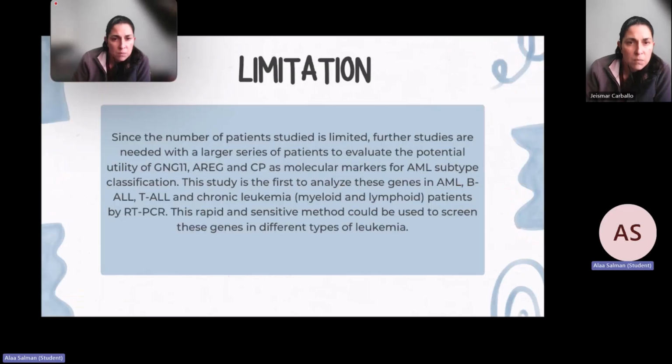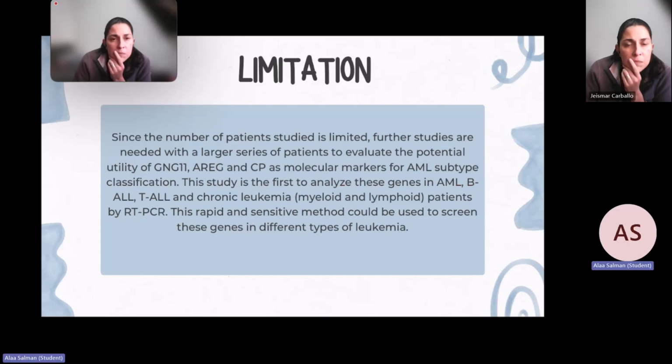The limitation of this study is that the number of patients that they used wasn't very high, and since the number of patients is limited, further studies were needed with a larger series of patients to actually evaluate the potential of the utility of these genes as molecular markers for AML subtypes classification. So they needed to do further research in the future with a bigger sample size to actually see if they can use these genes or if it was only coincidental with the sample they had.